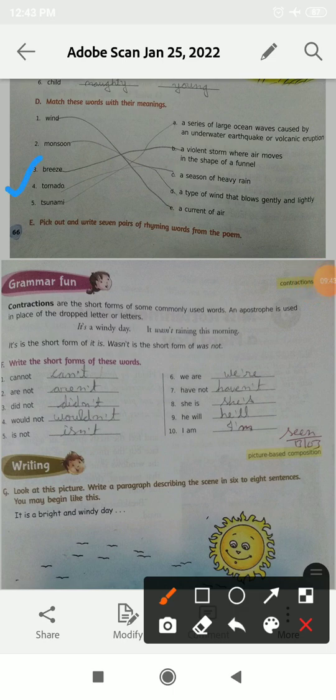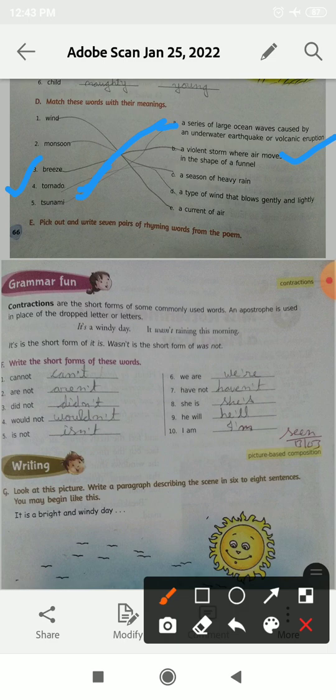Okay, so students, now next number, that is number 4, and here the fourth word is tornado. Fourth word is tornado, and you have to match the fourth number with option A, that is a series of large ocean waves caused by an underwater earthquake or volcanic eruption. Okay, so students, you have to match number 4 with option A.